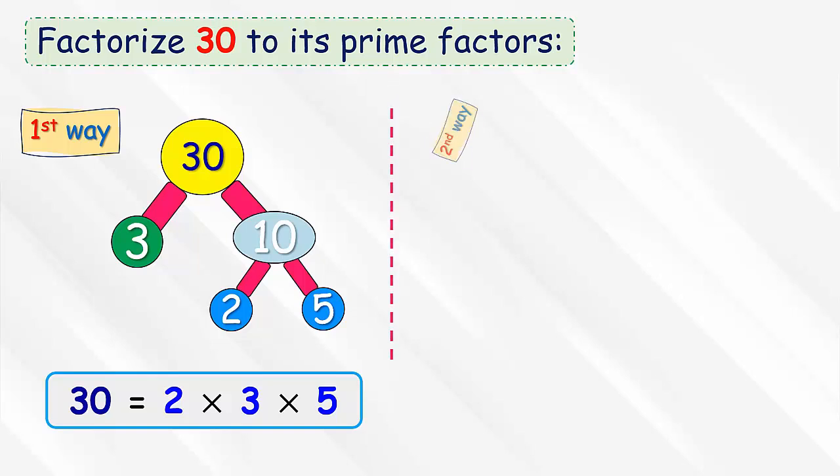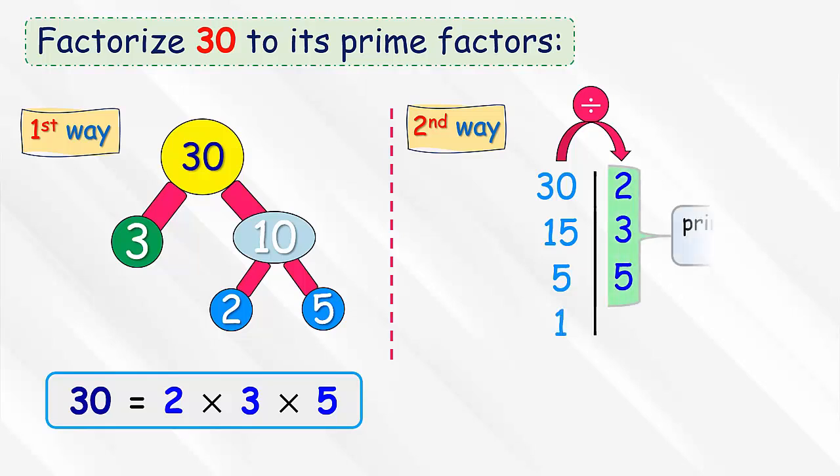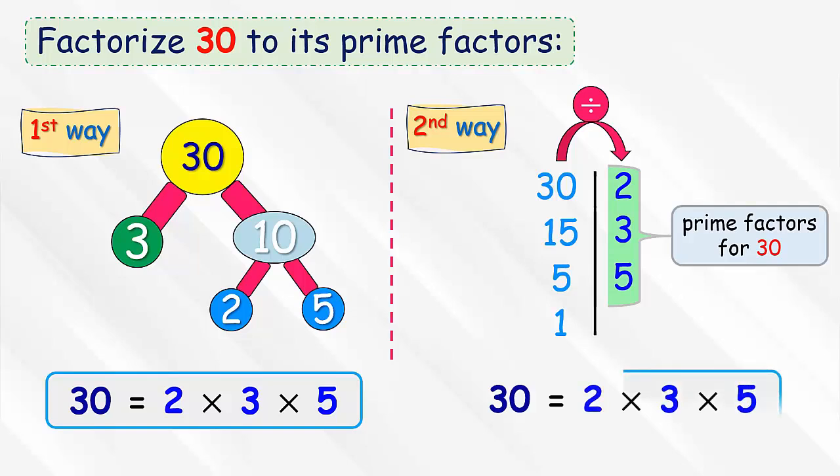And if we use the method of division, then we start by writing the number 30, then we divide 30 by 2, so we get 15. Then we divide the number 15 by 3, so we get 5, and finally we divide 5 by 5, so we get 1. So the factorization of 30 is 2 times 3 times 5.